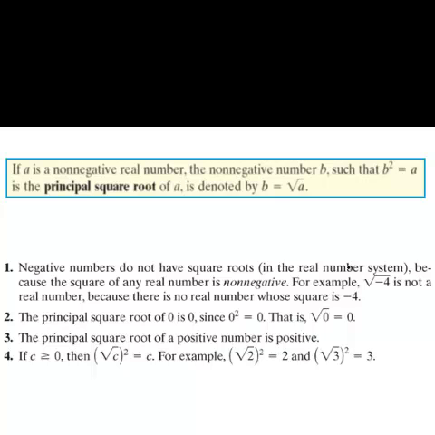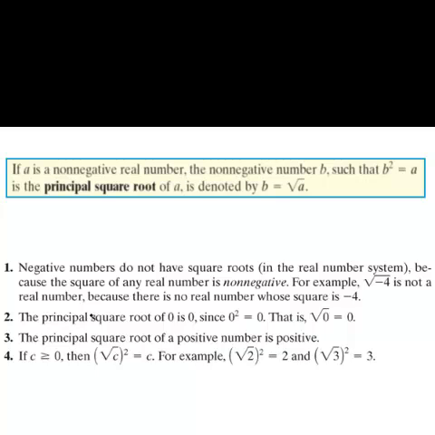As long as we're staying in the real number system, the negative numbers don't have square roots. When we start talking about complex numbers, then we'll talk about how the square root of negative 1 is equal to the imaginary number. But until then, negative numbers don't have square roots. Square root of 0 is 0. And by the way, you see the word principal. That basically means the positive square root.